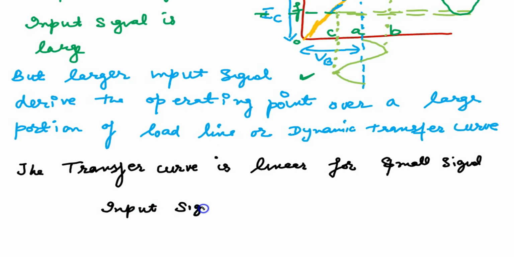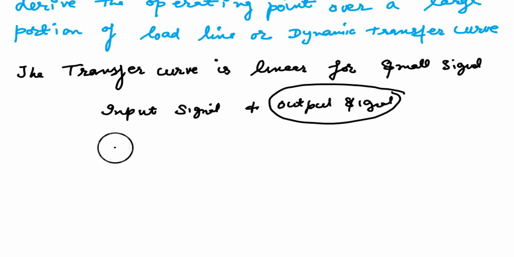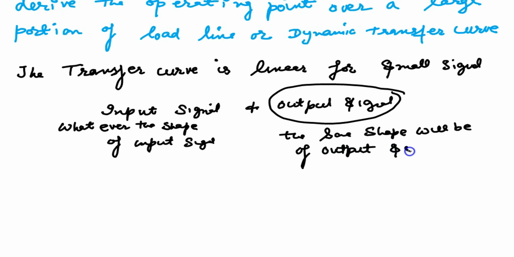The input signal and output signal should be proportional. The output signal should be exactly of the same shape as the input signal. It is amplified, but shape-wise it should be the same as the input signal, but it happens otherwise.